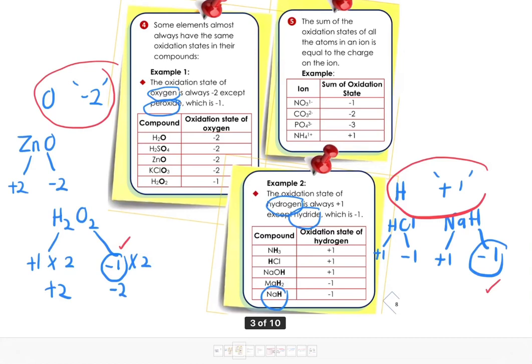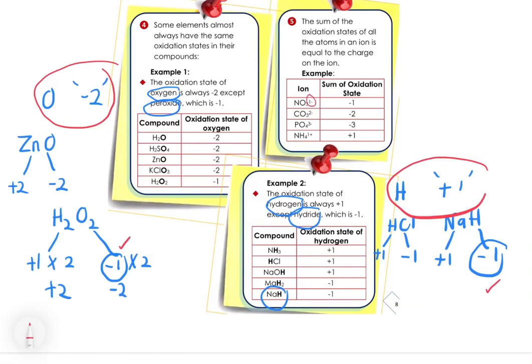And then the last rule, rule number 5: the sum of oxidation numbers of all the atoms in an ion is equal to the charge on the ion. In this case, there's a polyatomic ion. So the charge of nitrate ion is -1.